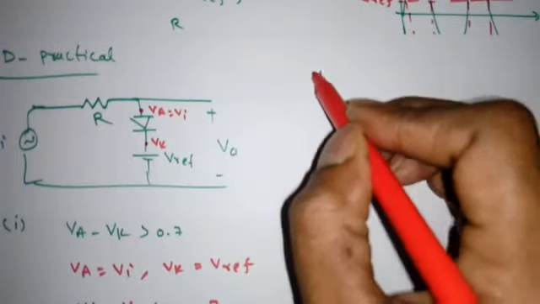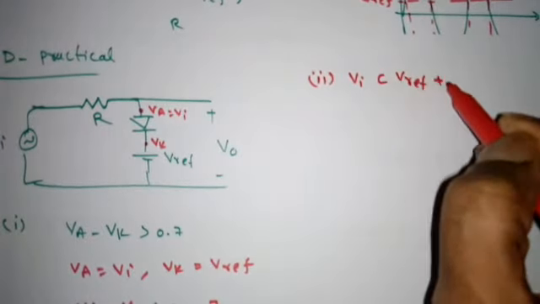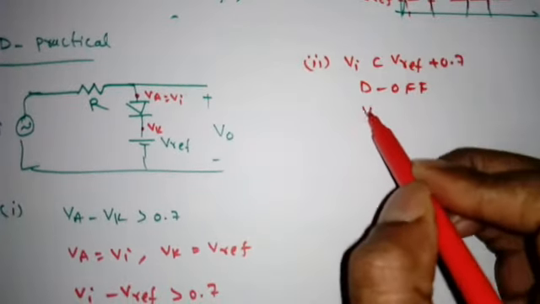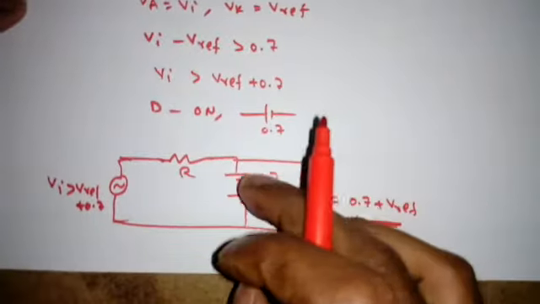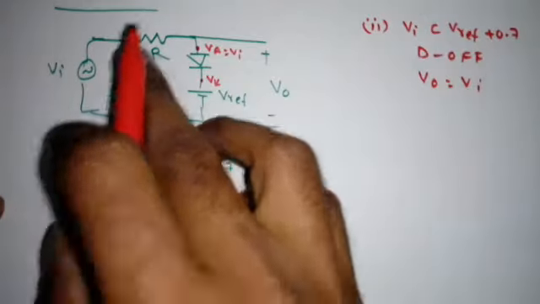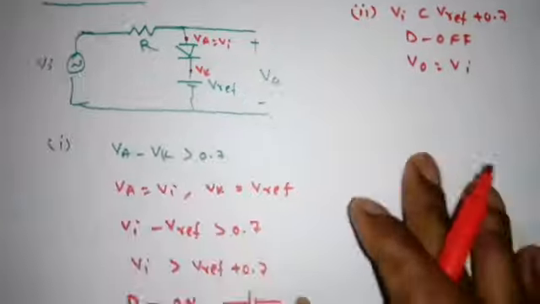So what is the second condition? Very simple. When Vi is less than V ref plus 0.7, diode D will be off, open circuit. So what is V0? Simply Vi. No need to draw again the circuit. So when it is off, open circuit, no meaning to this path. So simply apply this KVL. So current is 0, V0 is equal to Vi.